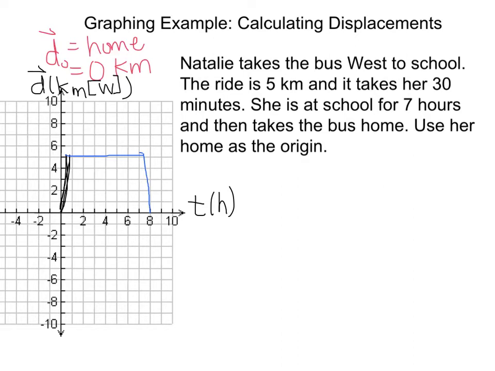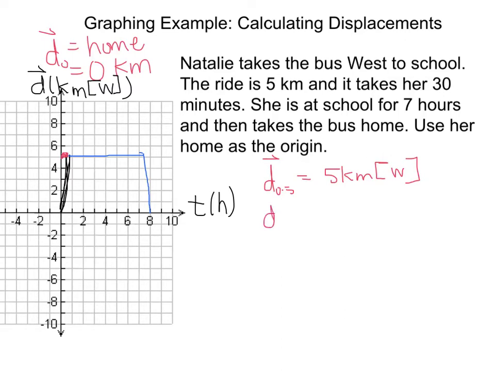So we can use this to find positions just like I talked about before. What is the position at 0.5? Well, we can read the description, we can look at the graph. You can see that's that point there. So the position at 0.5 is 5 kilometers west. And again, remember that direction is really important.